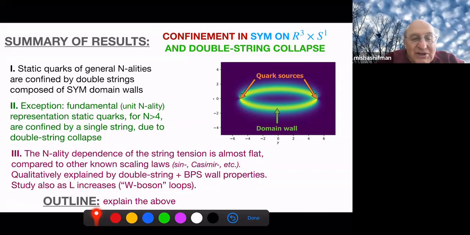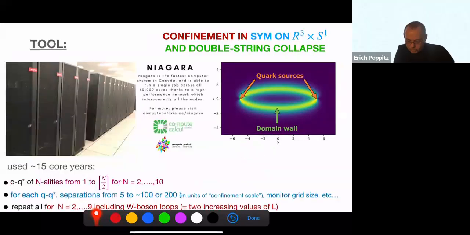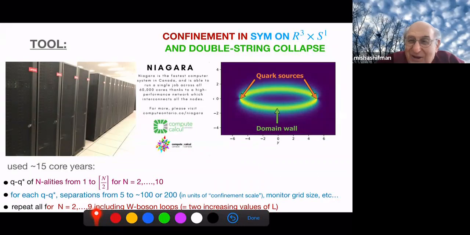A physical question: how small was the radius of the compactified dimension compared to your crucial parameter lambda n? If it is not small, then it's a strongly coupled theory, right? Yes. It has to be small.